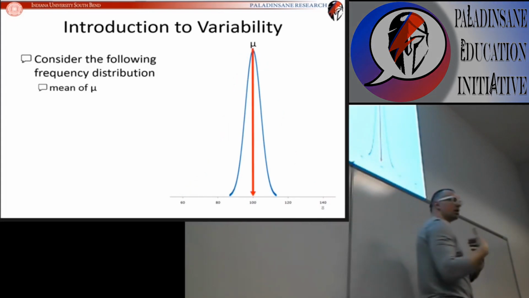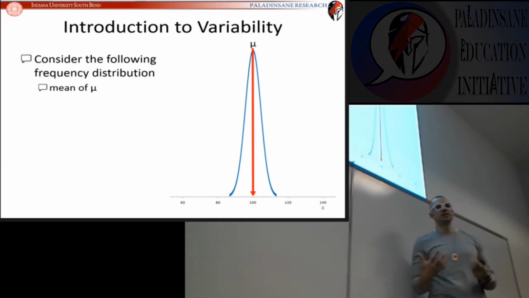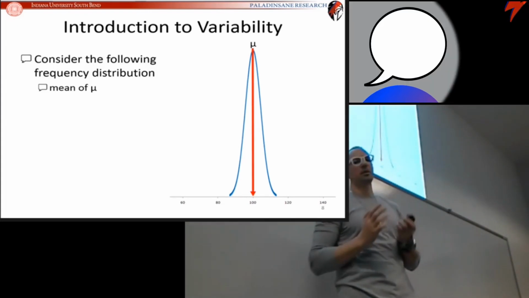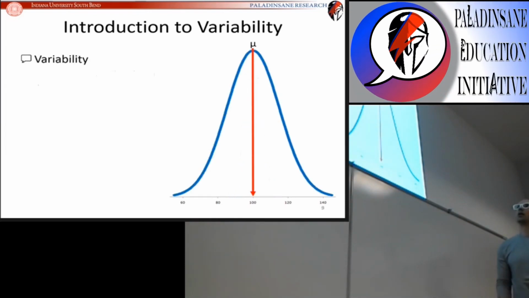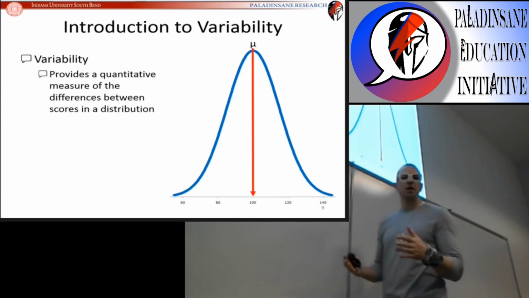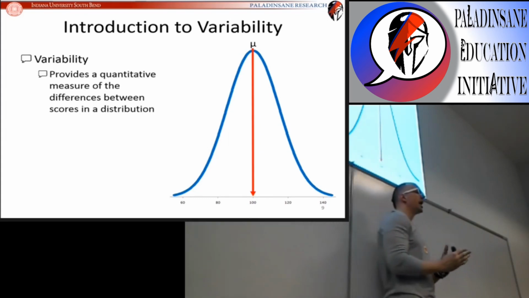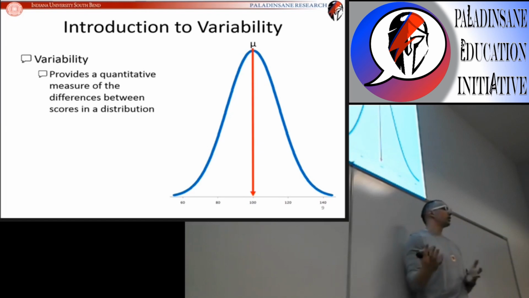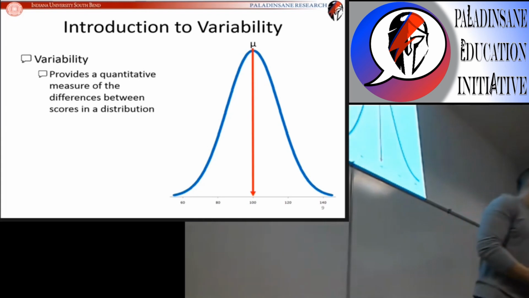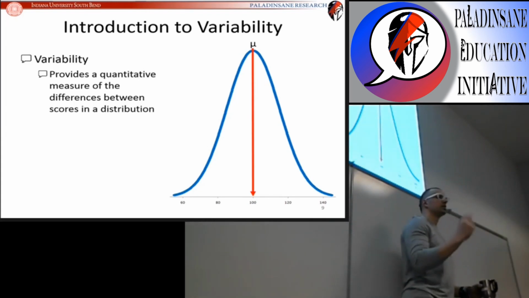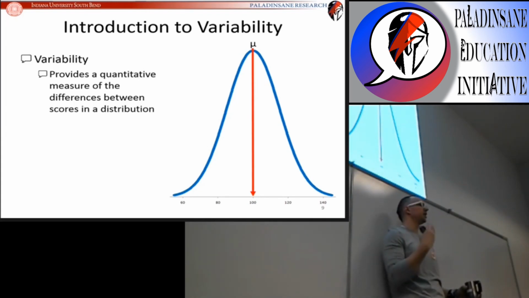As it turns out, we need one more number, and this is the number that will tell us about variability. Variability is a measure of how spread out the scores are in a distribution, how different scores are from each other, basically how much variability there is in any particular distribution. If there's low variability, everybody is basically achieving the same scores. If there's high variability, people are achieving very different scores in your distribution.